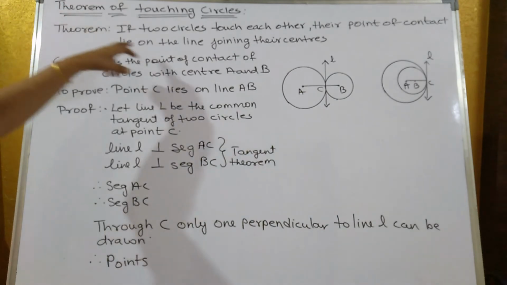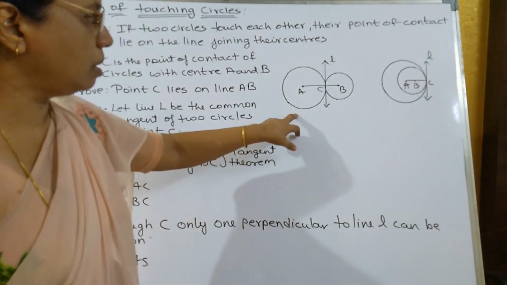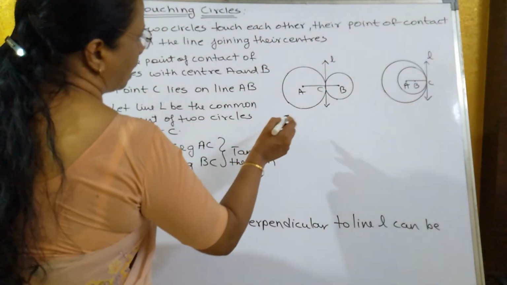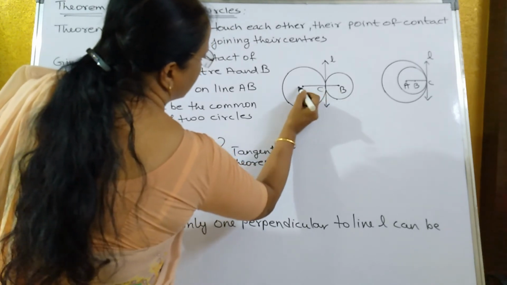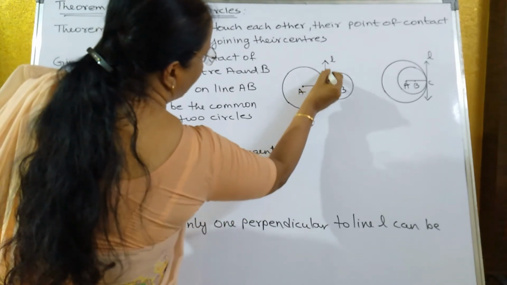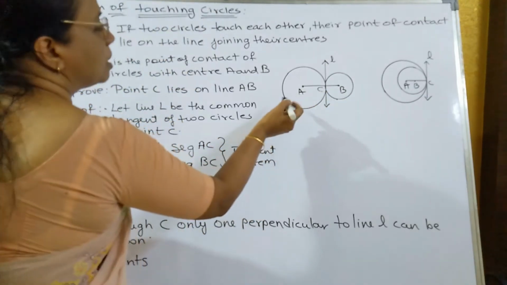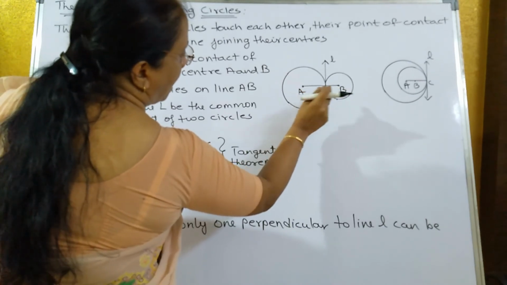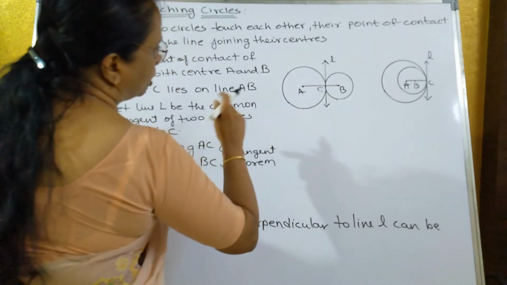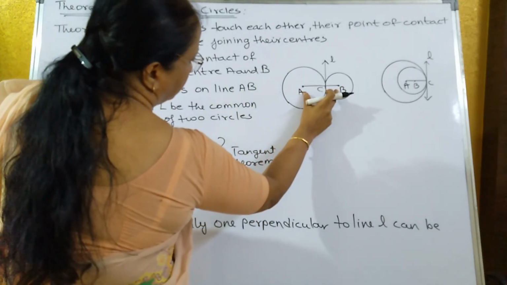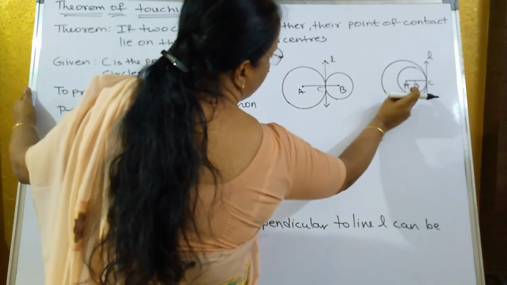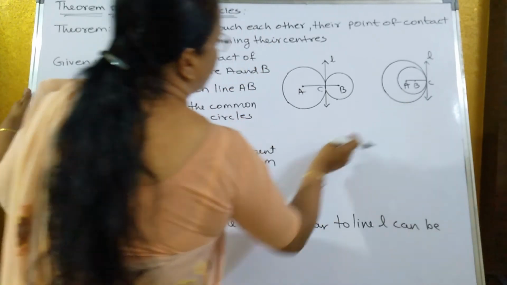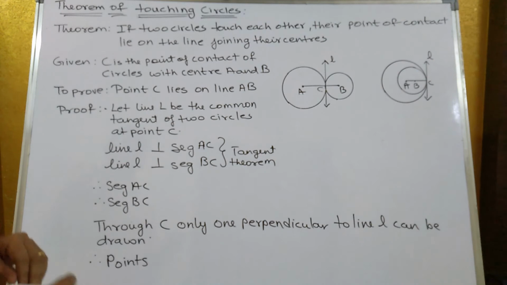Now, the theorem of touching circles. What is the theorem? If two circles touch each other, whether externally or internally, then the point of contact lies on the line joining the centers. So this is a line which joins the centers. The point of contact also lies on that particular segment AB. So this point C. We have to show that the line joining the two centers and the point of contact are all collinear points. Point C lies on the segment AB which joins the two centers. So we have to show that points A, C, B are collinear.